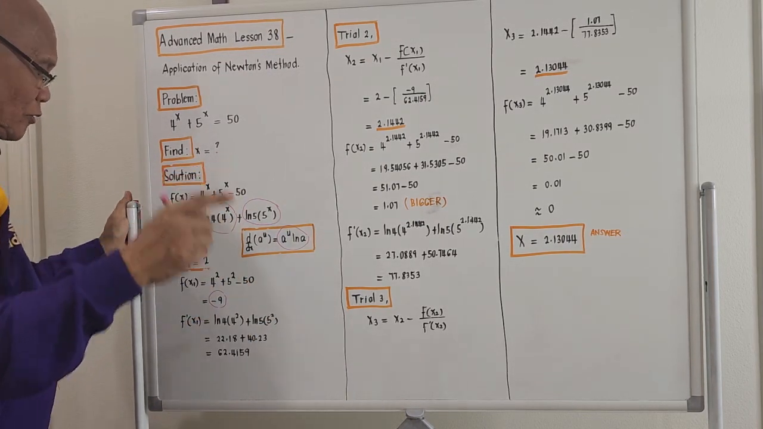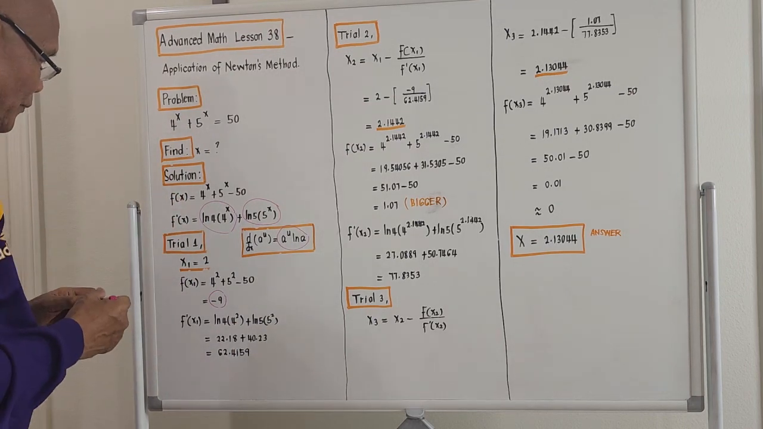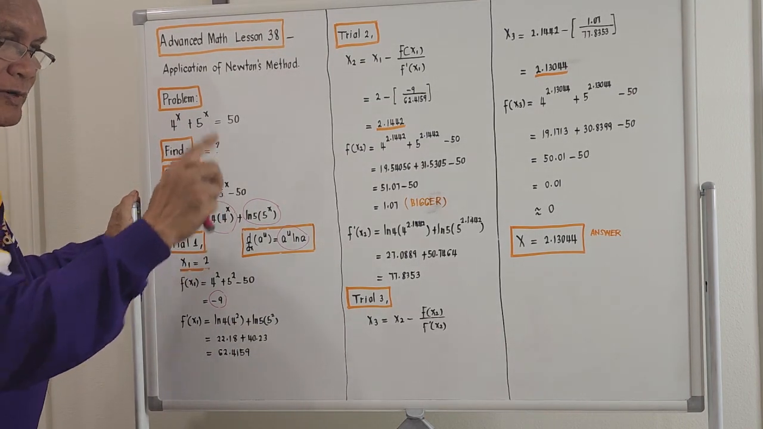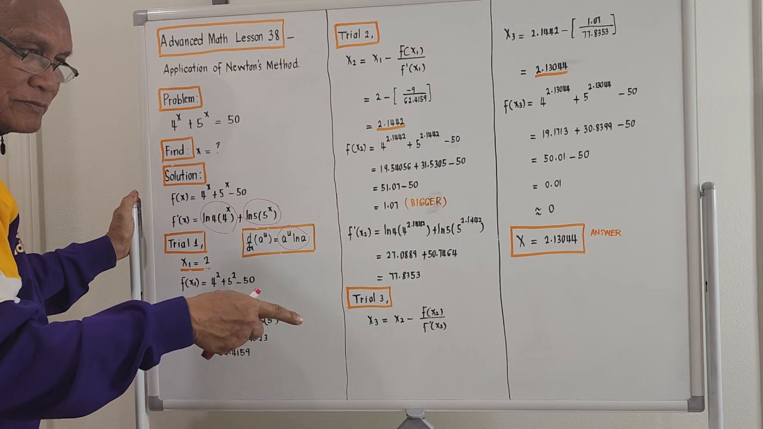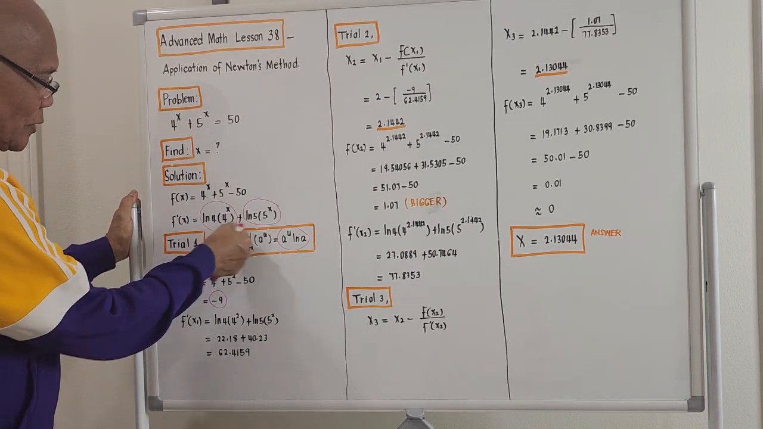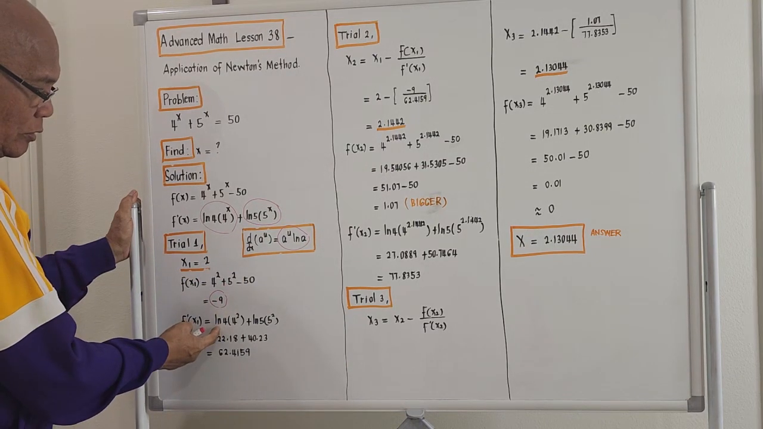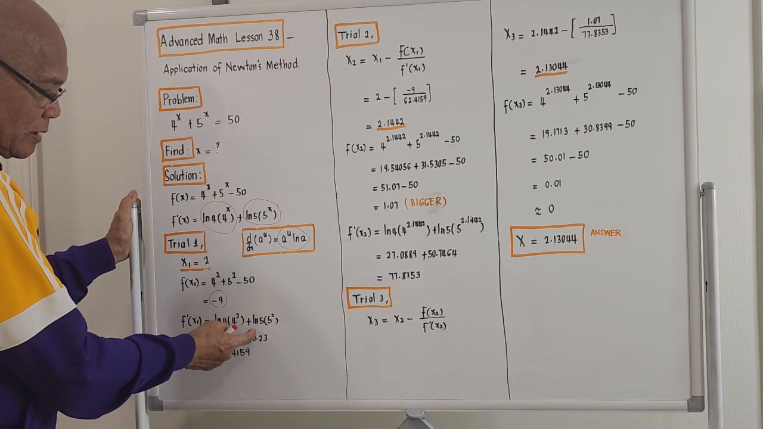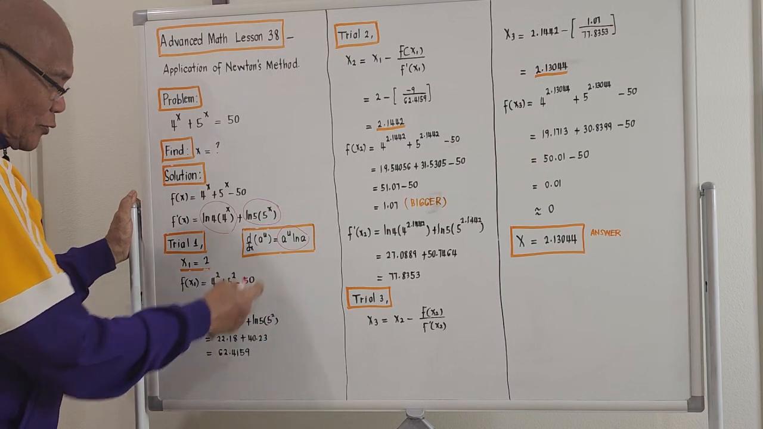Okay, we will compute f prime of x1. What will be the value of the first derivative if we substitute x equal to 2? We just follow this: natural logarithm of 4 times 4 squared, plus natural logarithm of 5 times 5 squared.